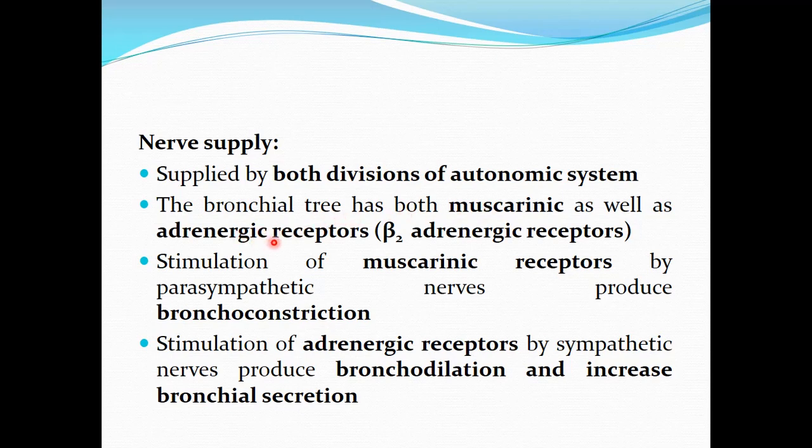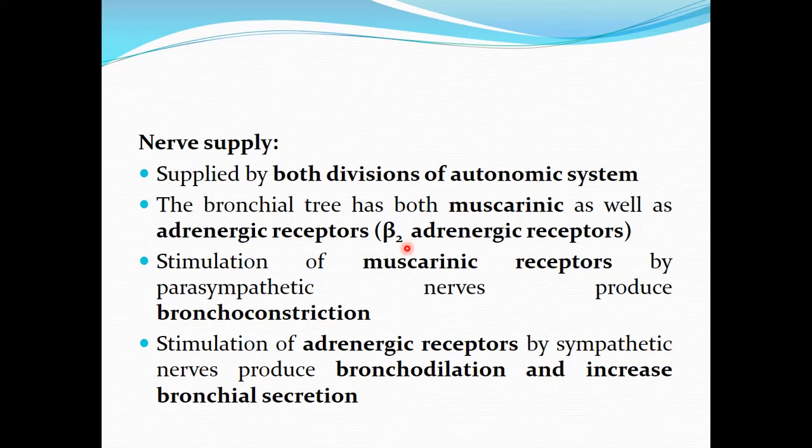Now, adrenergic receptors present in the bronchial tree are beta 2 adrenergic receptors. Although alpha 1 receptors are also present in the lungs, there is a preponderance of beta 2 adrenergic receptors, and sympathetic effects are produced through stimulation of beta 2 adrenergic receptors.